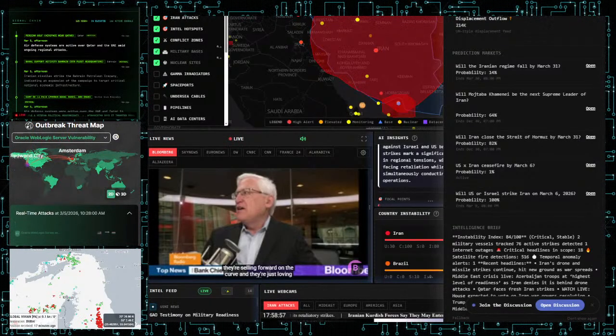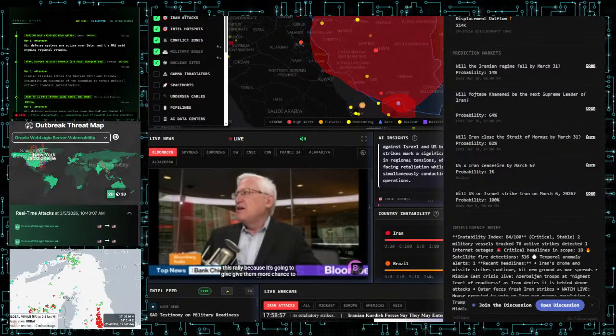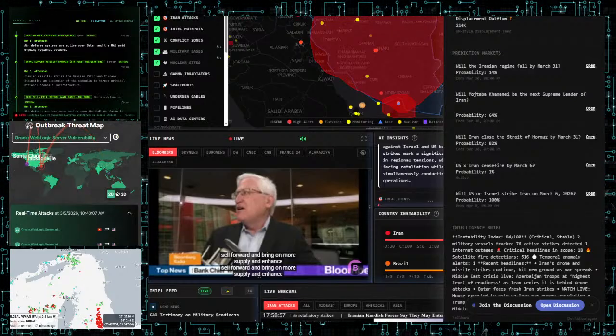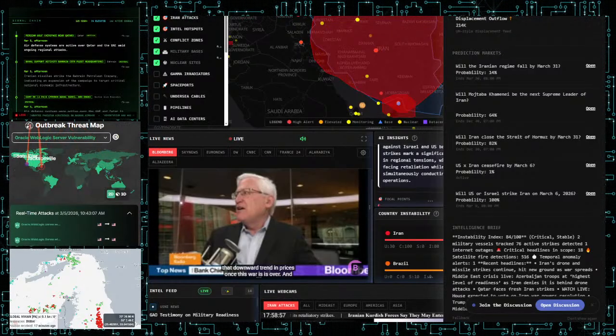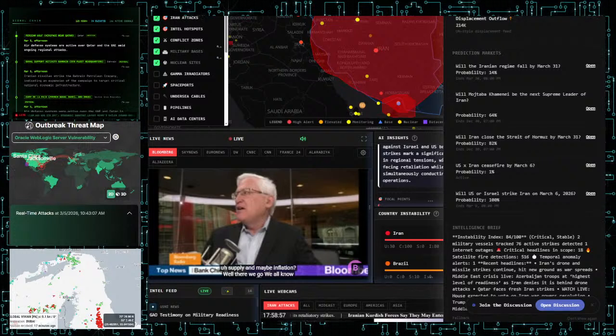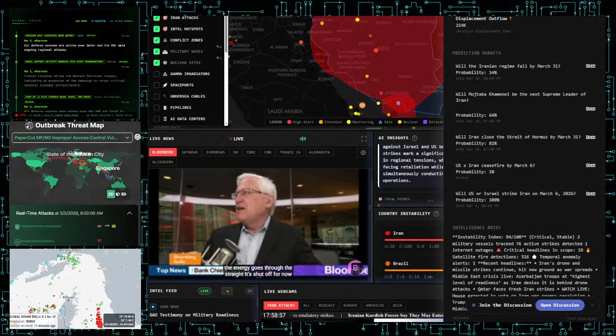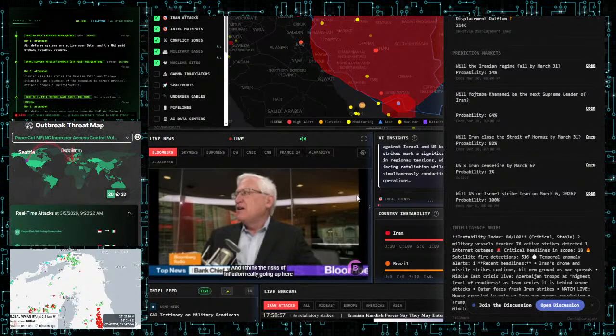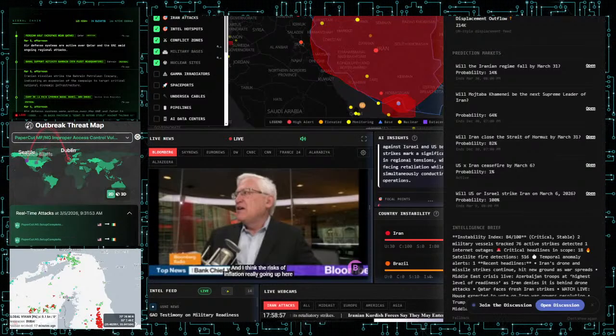And traffic through the Strait of Hormuz has slumped, to your point. What would a sustained slowdown mean for global energy supply and maybe inflation? Well, there we go. We all know it's one-fifth of the energy goes through the strait. It's shut off for now. And I think the risks of inflation really going up here are very much transitory, meaning this is a short-term thing. This should be over soon. I would not underestimate the U.S. military's resolve, particularly our president, who cannot let his legacy go down with the war, I don't think.